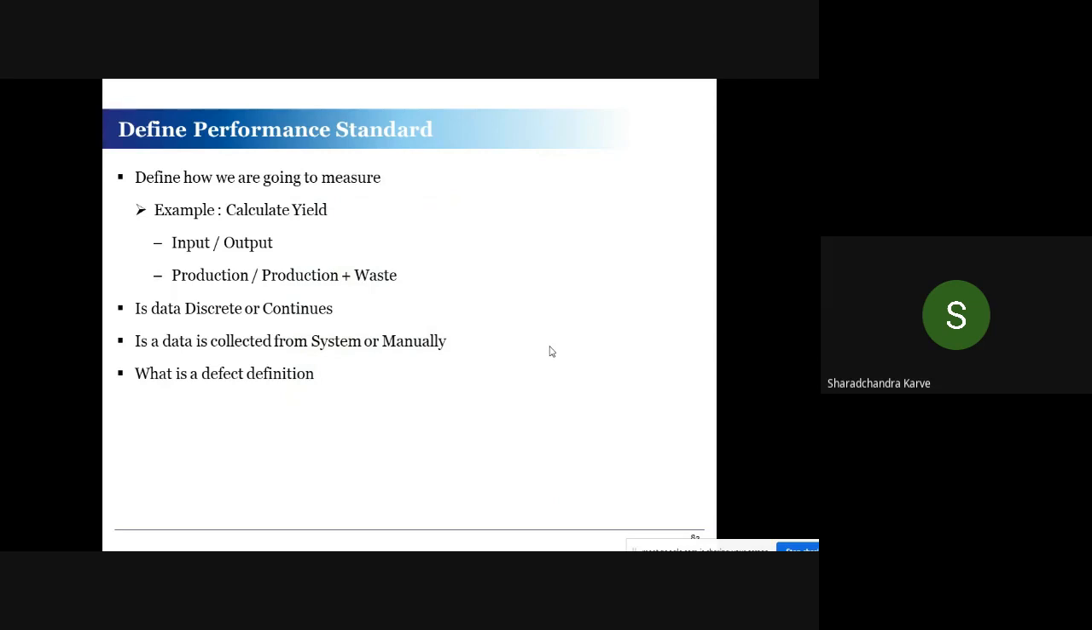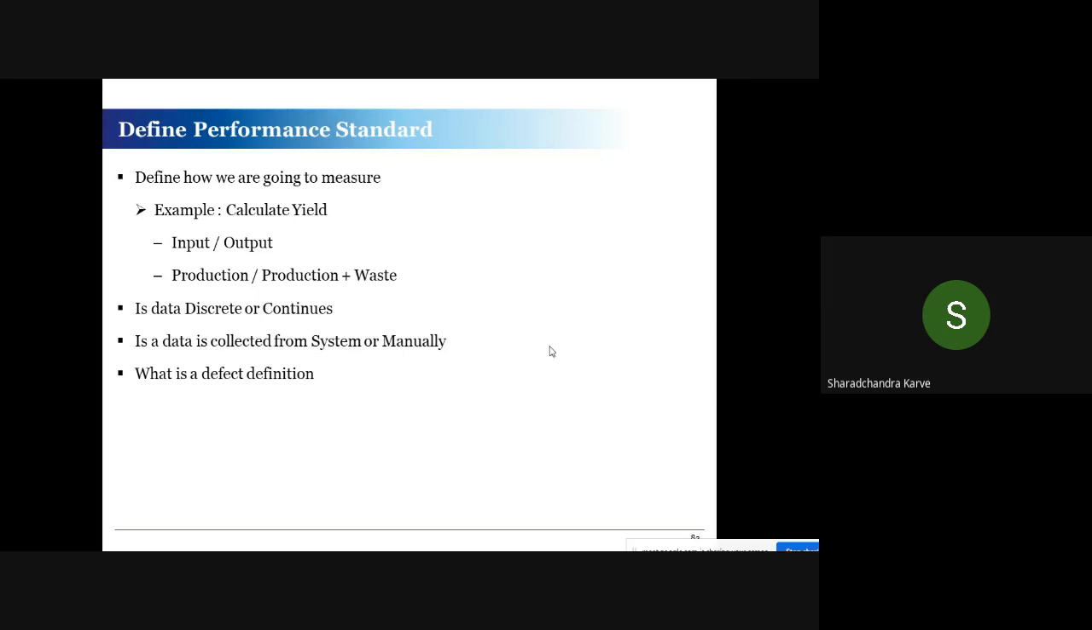Also, when I say define performance standard, let us say I am talking about the yield. How I am calculating yield has to be clearly written down. For example, in any petrochemical industry, there are two ways to calculate yield. Even in our organization this happens, whether input or output matching. We can calculate yield as how much is the input and how much is the output; the output to input ratio will give you the yield. Another way of calculating yield is production divided by production plus waste. Because this is your CTQ, how you are calculating yield has to be clearly written down in your performance standard. That is, I am calculating yield like this.